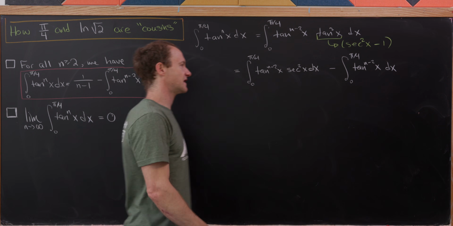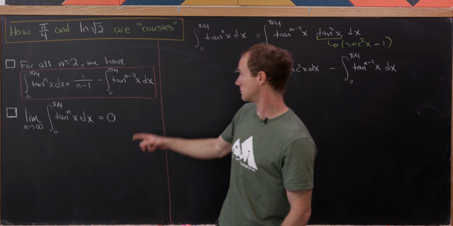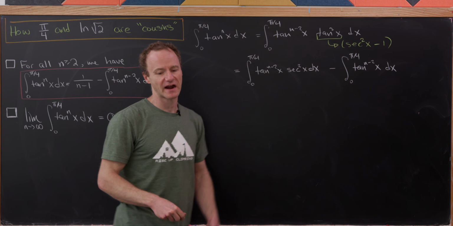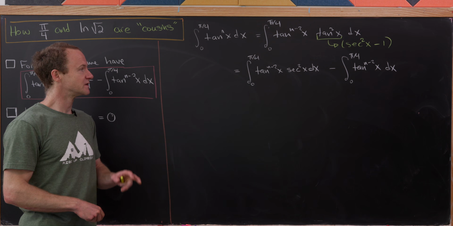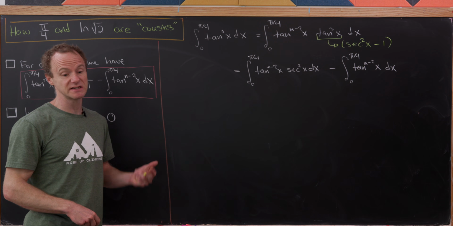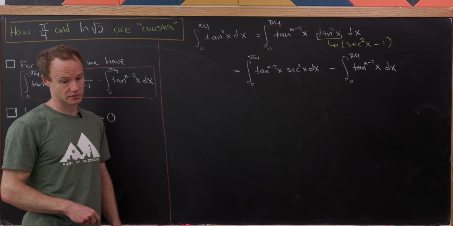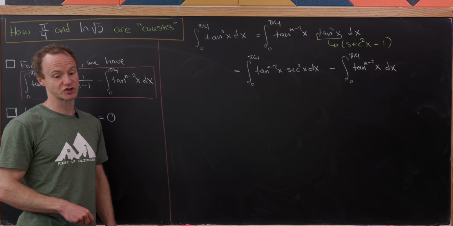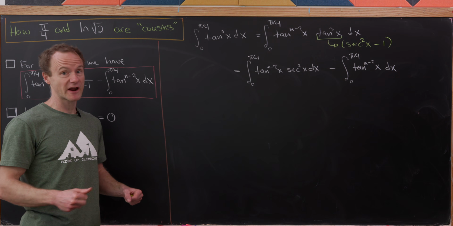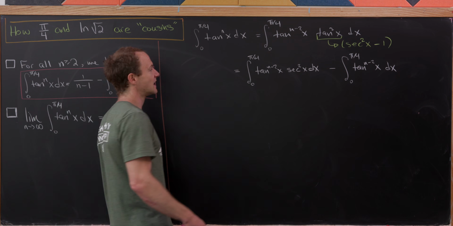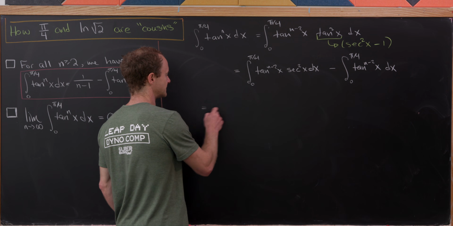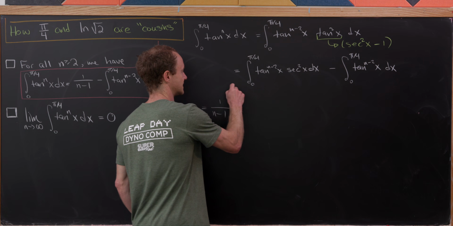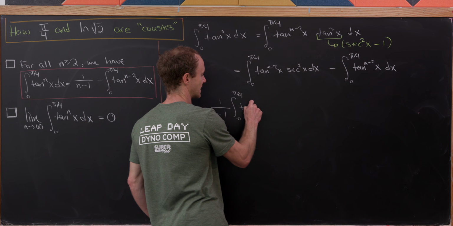Now let's observe that this second integral exists exactly over here in the final formula that we're trying to get at. So we don't really need to do anything with that second integral. For this first integral, I'm going to do something fairly tricky, and I'm going to break this into two pieces. The first one is going to be 1 over n minus 1 times this integral. I'll just copy that integral again.